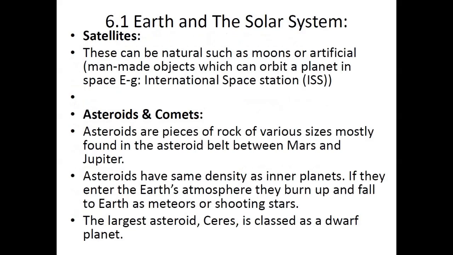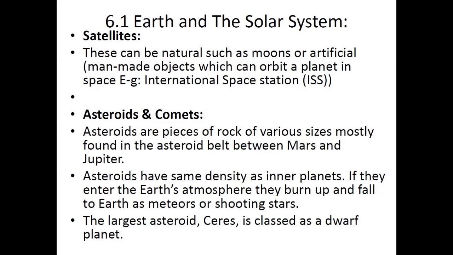Satellites. These can be natural, such as the moons, or they can be artificial, the man-made objects which are made in order to orbit a celestial object or a planet. For example, the International Space Station or the James Webb Telescope, etc.